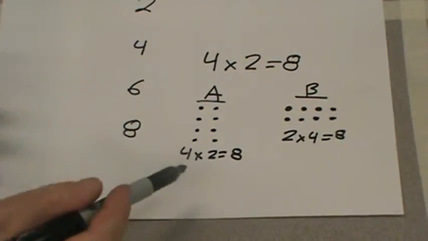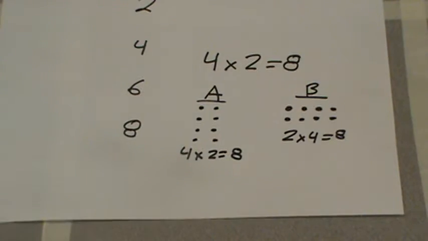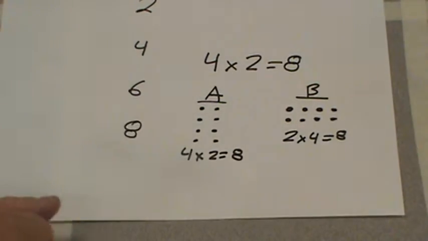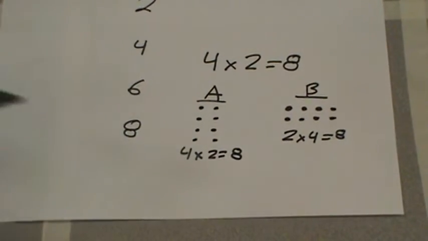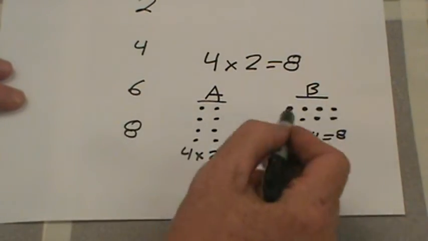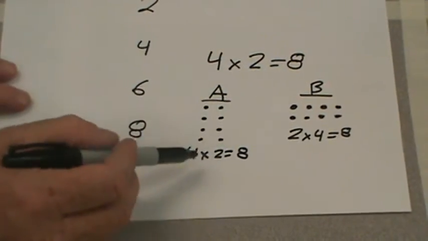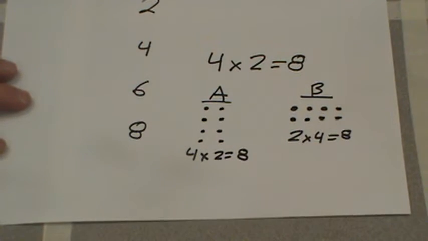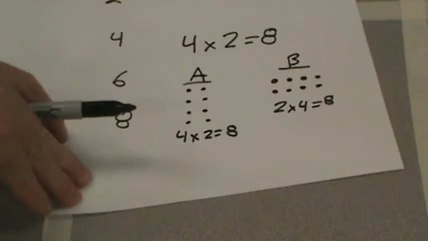You see the difference? But they have the same answer. This is called the commutative property. We can shift those numbers around and it'll be the same. Now we have 2 times 4, 2 groups of 4, or 4 times 2, 4 groups of 2 to get the same answer. Let's try another one before we move on.